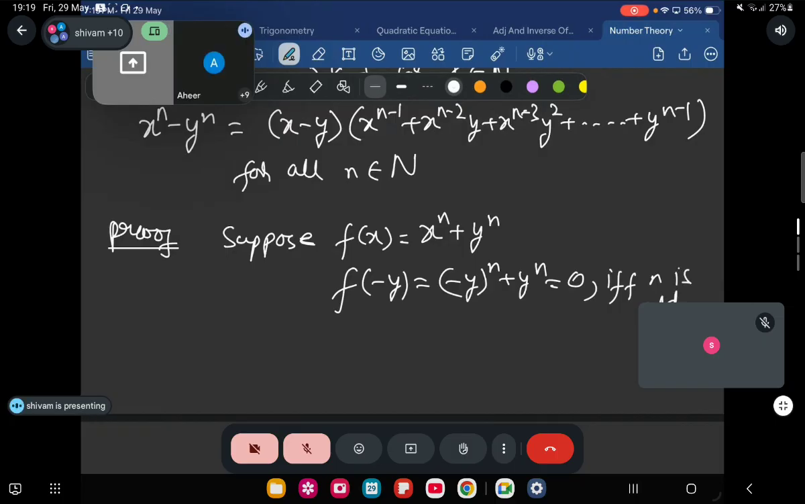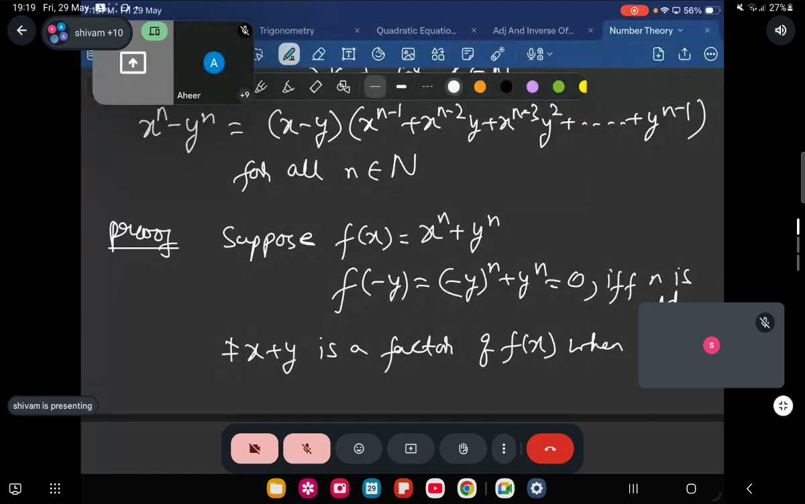odd. If n is odd, minus y to the power n will become minus y to the power n, and minus y to the power n plus y to the power n will get cancelled. Then only you are going to get 0. So this implies x plus y is a factor of f of x. If n is even, it will not happen. If anyone has any doubt, tell me.